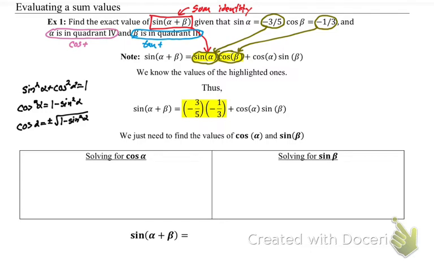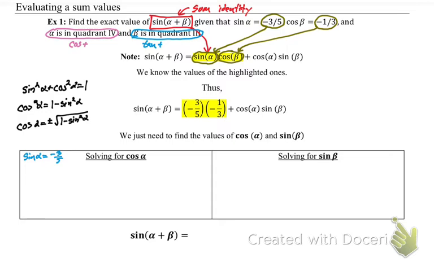Now, we already know what sine alpha is, right? It says up here, sine alpha equals negative 3 over 5. So I'm going to go ahead and write that here. So sine alpha equals negative 3 over 5. We got that from up here.